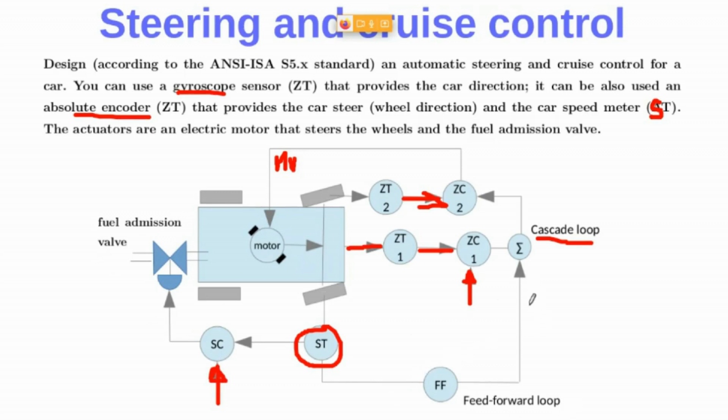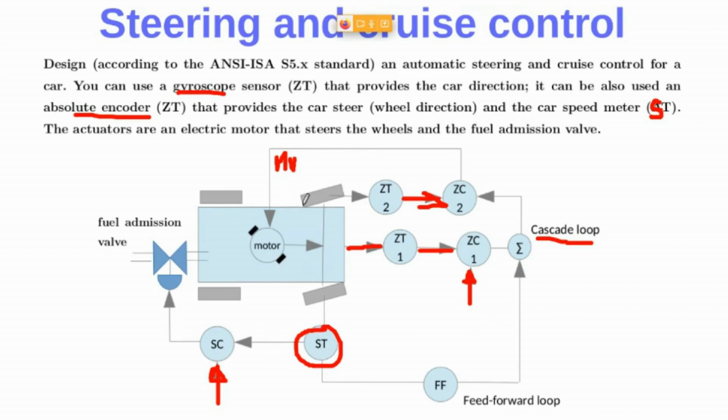Well, I told you before that I'm going to talk about this addition in here for the cascade loop. And it's very important because the car direction will change not only depending on this direction or position controller action, but also will depend on the speed of the car, right?